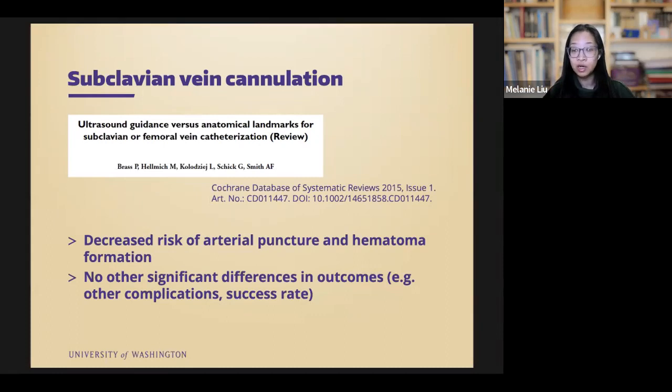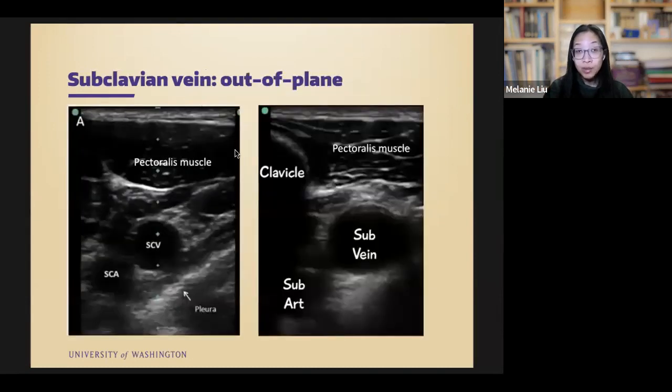Now, a more recent clinical trial from Italy did show a significant reduction in first attempt success as well as the mean number of attempts. But I think that group performed an in-plane approach. Generally speaking, there just isn't as much standardization of how we do ultrasound-guided cannulation for the subclavian vein. Some people like to use the out-of-plane approach, and the nice thing about it is that you can see both the artery and the vein in short axis, and if you can visualize your needle tip, then you know that you're not going towards the artery.